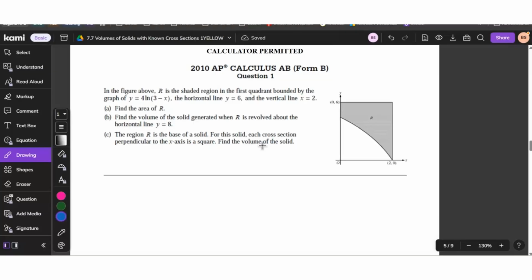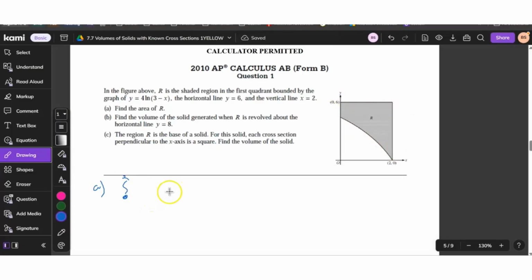Anyway, in the figure above, R is the shaded region in the first quadrant bounded by the graph of y equals 4 ln of 3 minus x, and the horizontal line y equals 6, and the vertical line x equals 2. Find the area of R. So, first of all, the vertical line x equals 2. Is that one of the graphs we're using? No. It's a boundary point. So that means I'm really just finding the integral from 0 to 2, because the region goes from 0 to the line x equals 2.